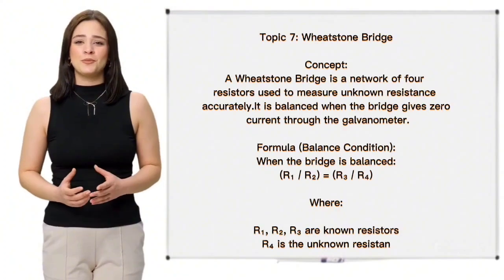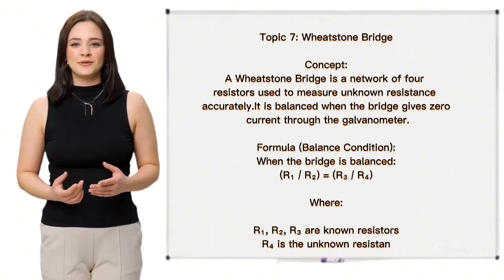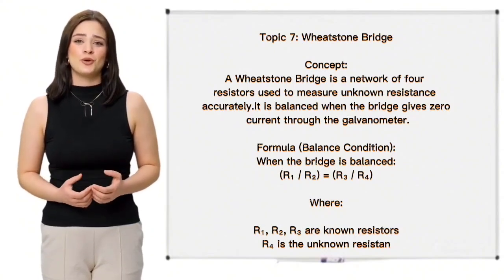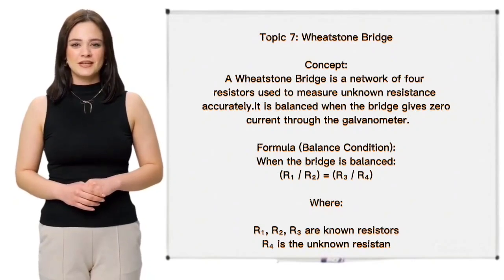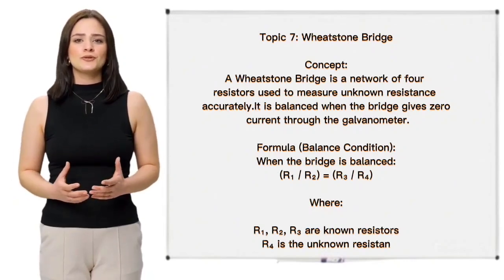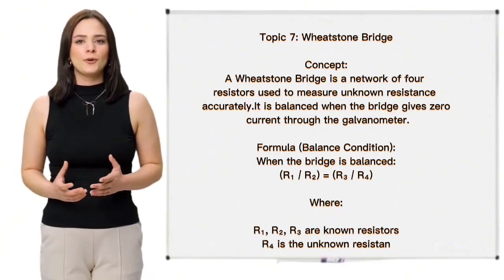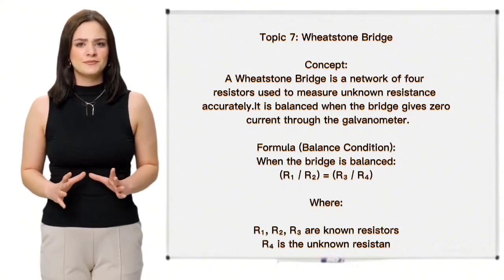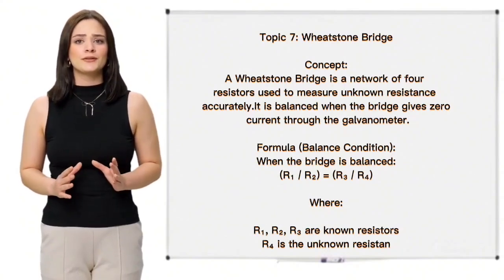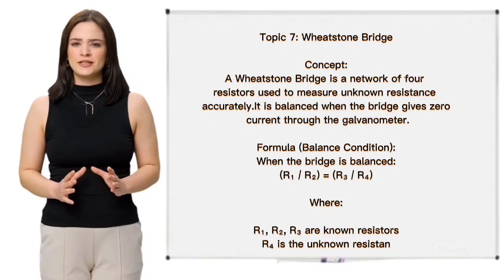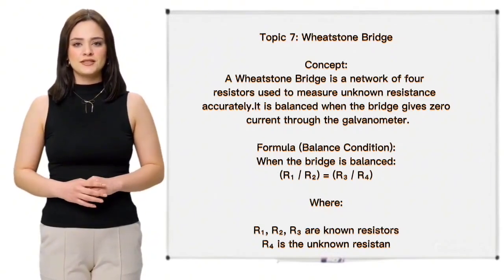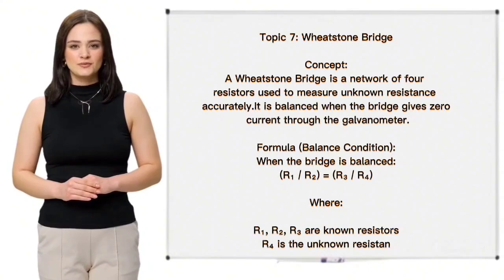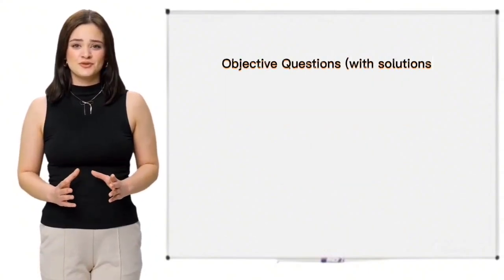Topic 7. Wheatstone bridge concept. A Wheatstone bridge is a network of 4 resistors used to measure unknown resistance accurately. It is balanced when the bridge gives 0 current through the galvanometer. Formula, balance condition: when the bridge is balanced, R1/R2 = R3/R4, where R1, R2, R3 are known resistors and R4 is the unknown resistance.